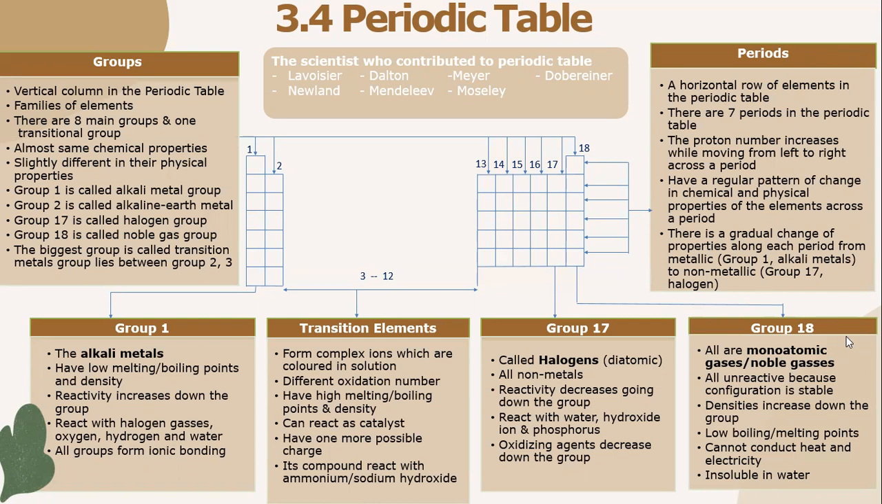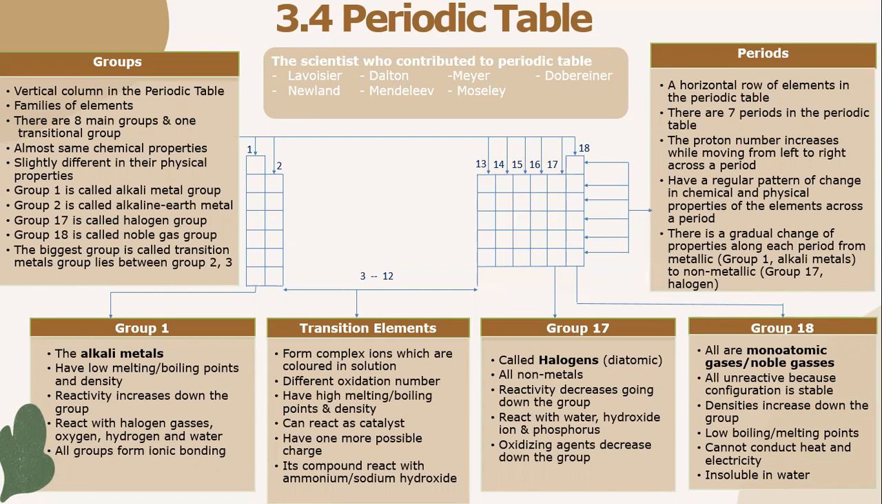And there is a gradual change of property along each period from metallic group 1, alkali metals, to non-metallic group 17, halogens. Group 18 on the right-hand side, all the monoatomic gases, noble gases, are all unreactive because their configuration is stable. Densities increase down the group, low boiling or melting point, cannot conduct heat and electricity, and insoluble in water.